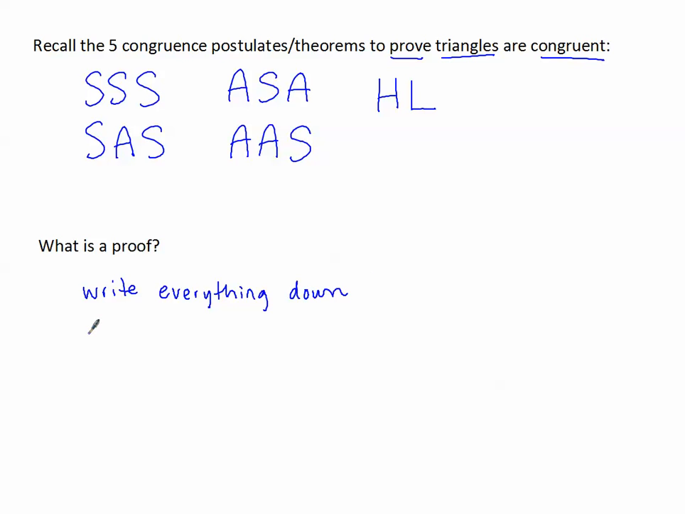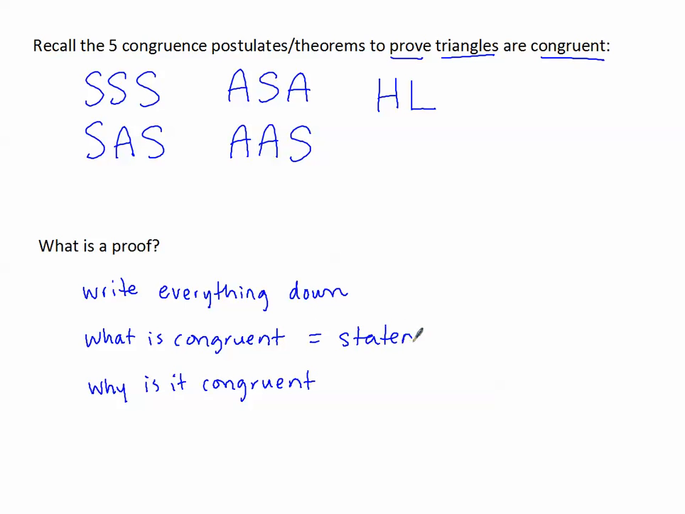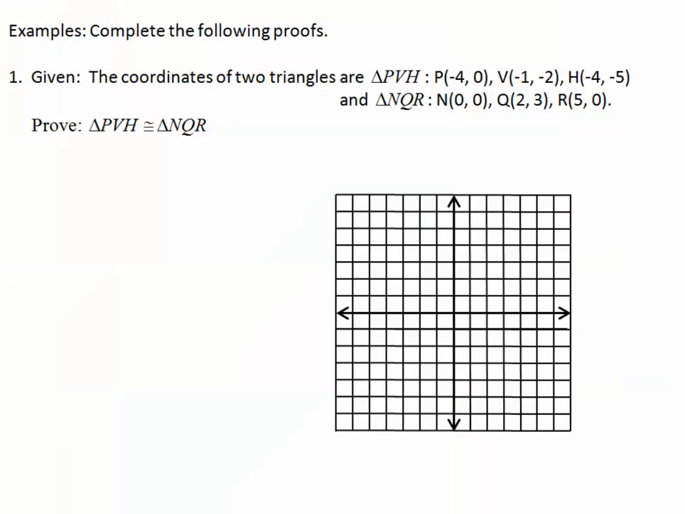So that means what we marked, what is congruent, and why. Why is it congruent? The what is congruent is going to be our statements. The reason why it is congruent we'll call our reasons. Now let's start with something that we're used to seeing.